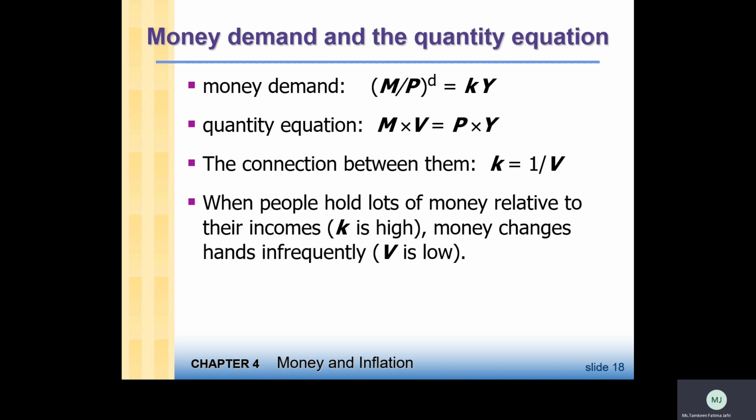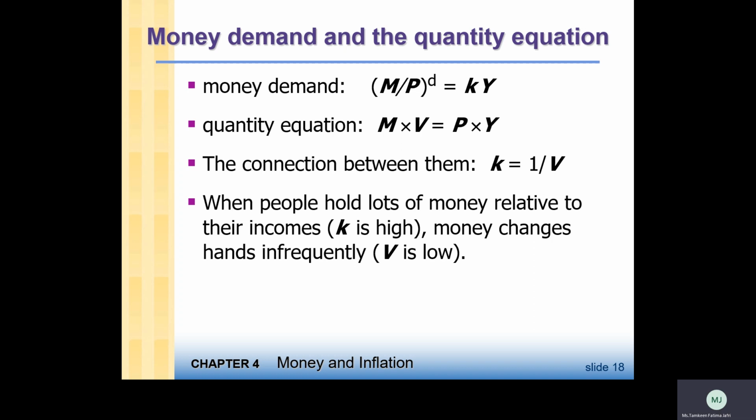So when you do that, on the left-hand side, the equation becomes M divided by P, and simply take velocity on the other side, on the right-hand side of the equation. So you can see that now the left-hand side of the equation is going to be M divided by P, and this is going to be equal to 1 divided by V times Y on the right-hand side of the equation. So the connection is as follows.